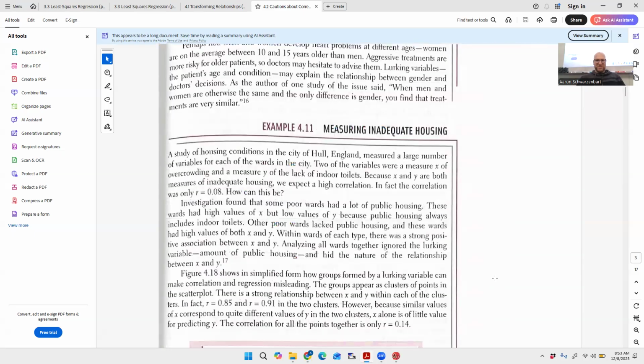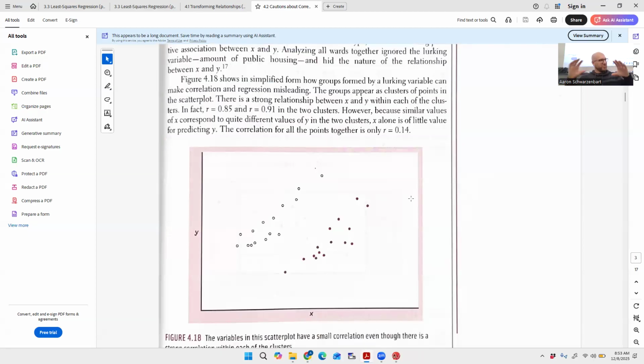This is my favorite example. A study of housing conditions in the city of Hull, England measured a large number of variables. Two variables were to measure the overcrowding and the measure of lack of indoor toilets. If you look at these two individually, do you see a pattern? Yes, there's pretty good regression there, right? But if you look at them together, there's like nothing.